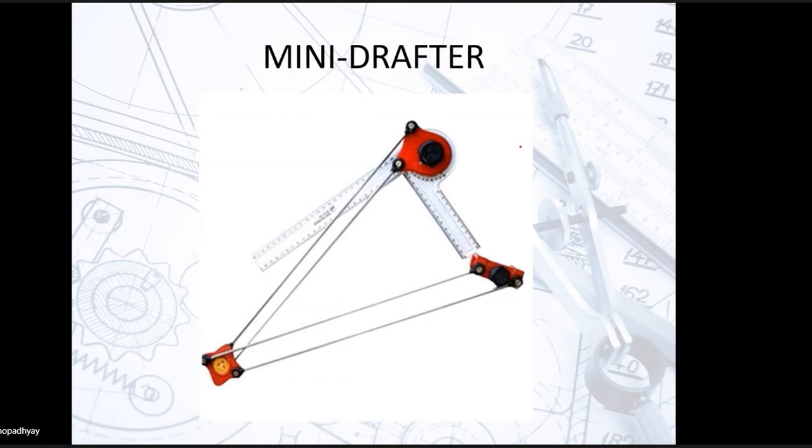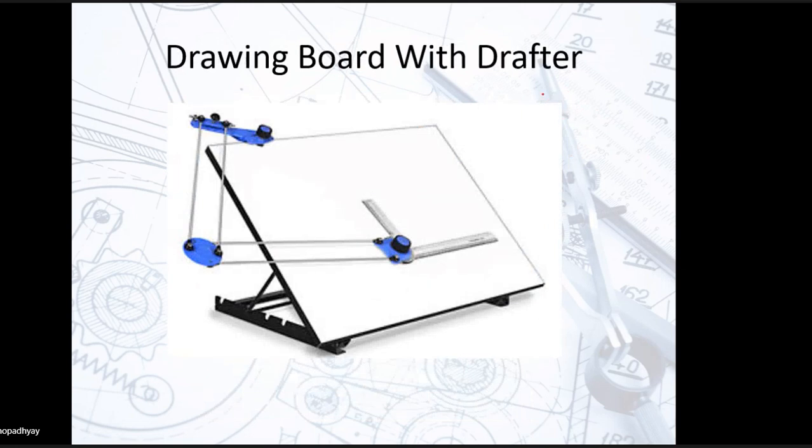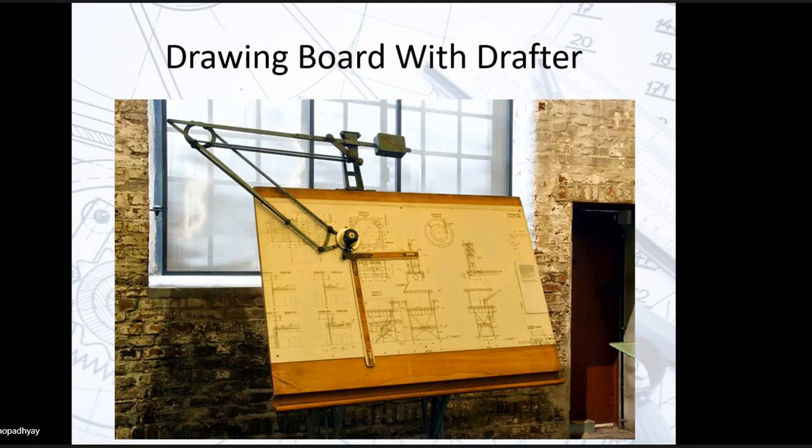This is a mini drafter. This is generally used by students, generally used by engineering students of first year. This one, mini drafter. See here, you have a graduated scale here, you have a graduated scale here, you have degree markings here. So you can set it at different angles and at different orientations. So here you have the drawing board with a drafter fixed to it. It looks something like this.